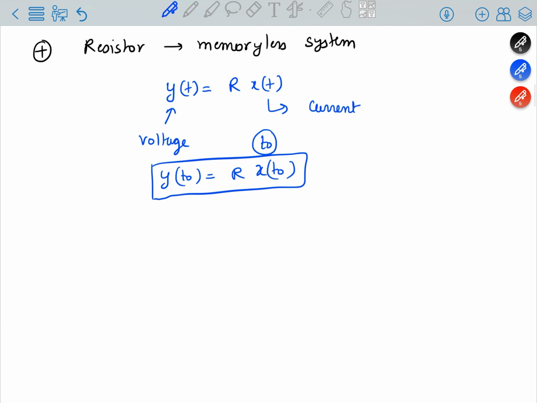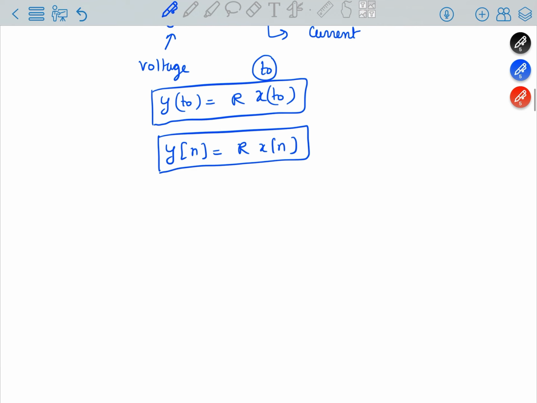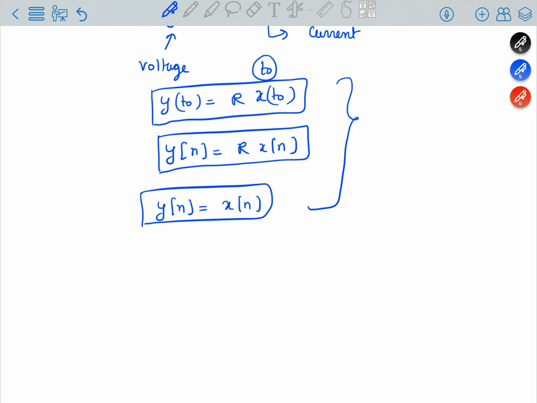Similarly, for the discrete time counterpart we can have y[n] = R x[n] as a memoryless system. There are also some systems called identity systems in which y[n] is directly dependent on x[n]. That is also a memoryless system. So all these are examples of memoryless systems.